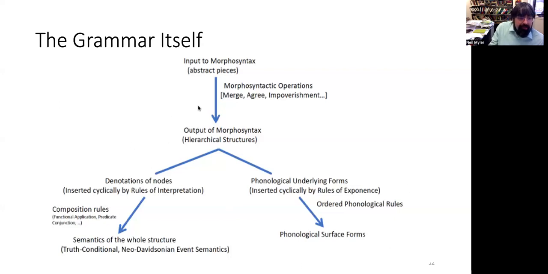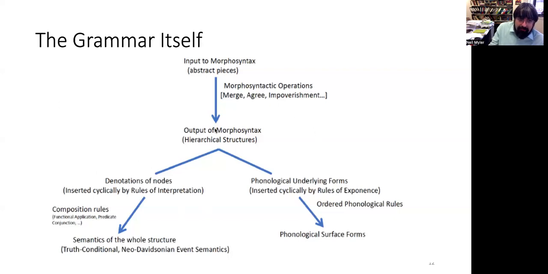On the semantic side, which was not the topic of this class, you've got denotations of nodes inserted cyclically by rules of interpretation, also known as rules of allosemy, which are themselves put together by composition rules, giving you a semantics of the whole structure, which in the way that I'm used to doing things consists of truth conditional neo-Davidsonian event semantic type representations.